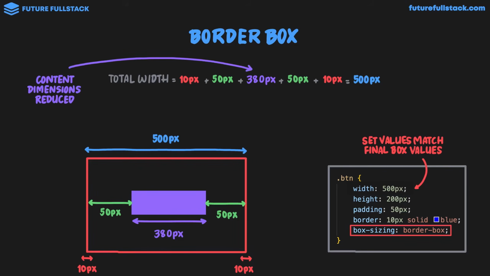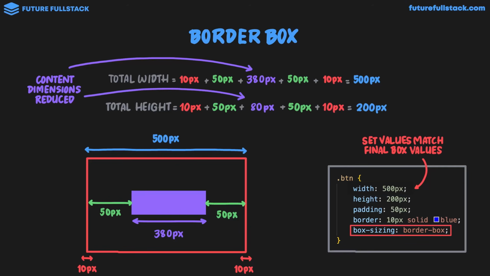Doing the same thing for the height, the calculation would look like this. Total height equals 10 pixels, plus 50 pixels, plus 80 pixels, plus 50 pixels, plus 10 pixels equals 200 pixels, where again, the content dimensions have reduced. So before, the total width and height were called calculated values. For the border-box property, we can call them set values. Now when looking at the CSS properties, we have a width of 500 pixels, a height of 200 pixels. We can see straight away what the total width and height of our element will be. We don't need to do any calculations of the element in the browser.